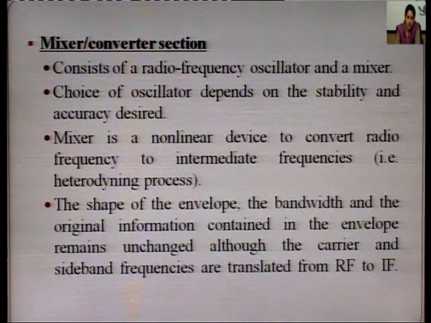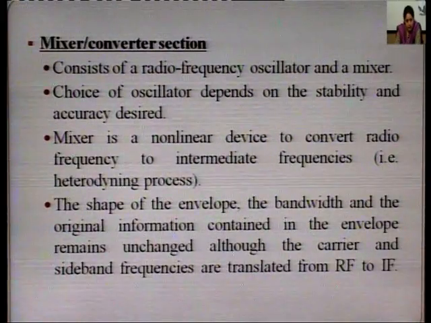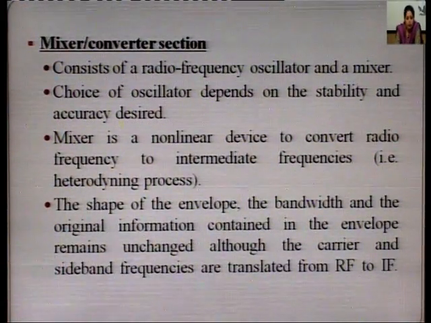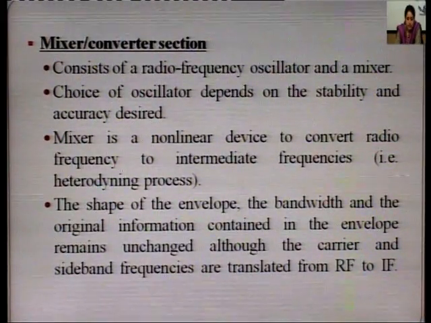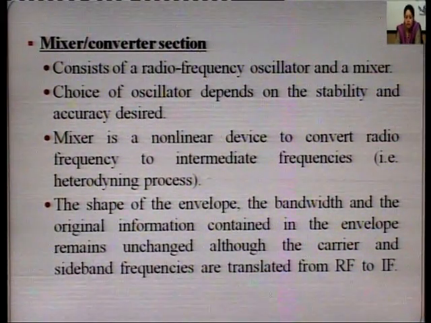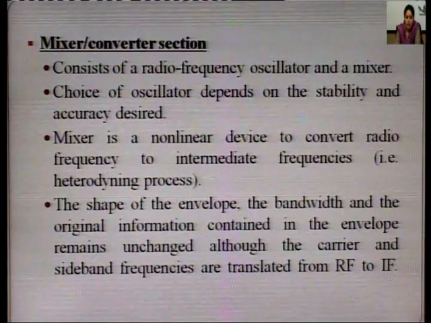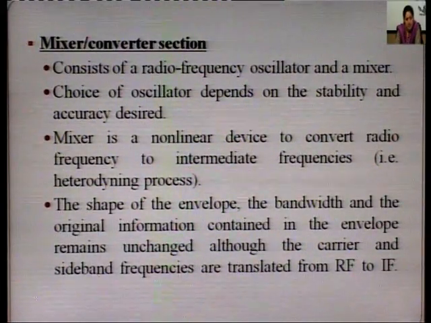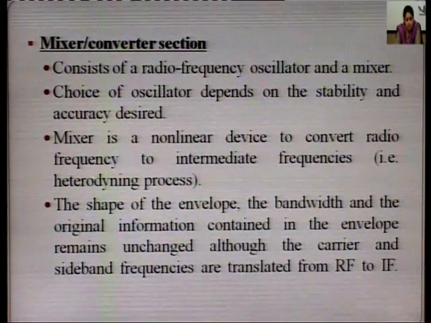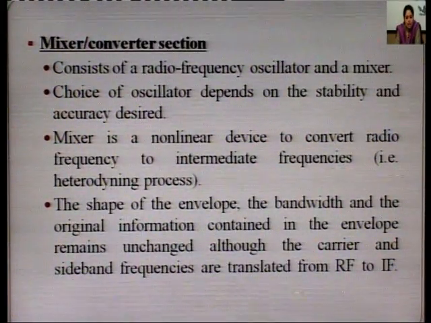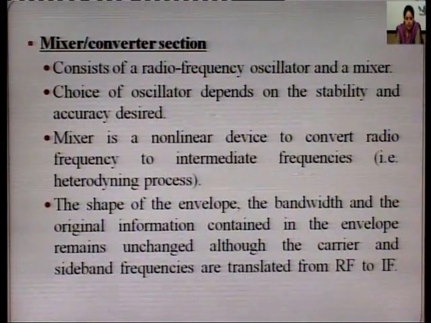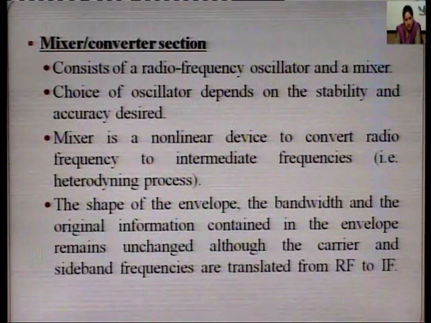Mixer and converter section, as I have discussed, consists of a radio frequency oscillator and a mixer. The second input is from a local oscillator, and the choice of oscillator depends on the stability and accuracy. As we have discussed, there are a number of oscillators, such as the Colpitts oscillator and Hartley oscillator, and if you need better stability, you have the crystal oscillator. The mixer is a nonlinear device that converts radio frequency to intermediate frequency, that is the heterodyning process we have discussed.